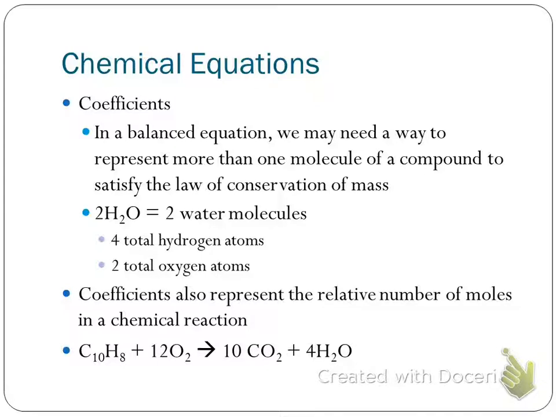And so those coefficients come about from the fact that we have to satisfy the law of conservation of mass, which means on the left side, how many carbon atoms, or individual carbons, do we have? 10. That means over here, if we just had CO2, that would only give us 1 carbon atom. That's why we put the 10 in front, to give us 10 carbon atoms. Okay? How many hydrogens do we have on the left?